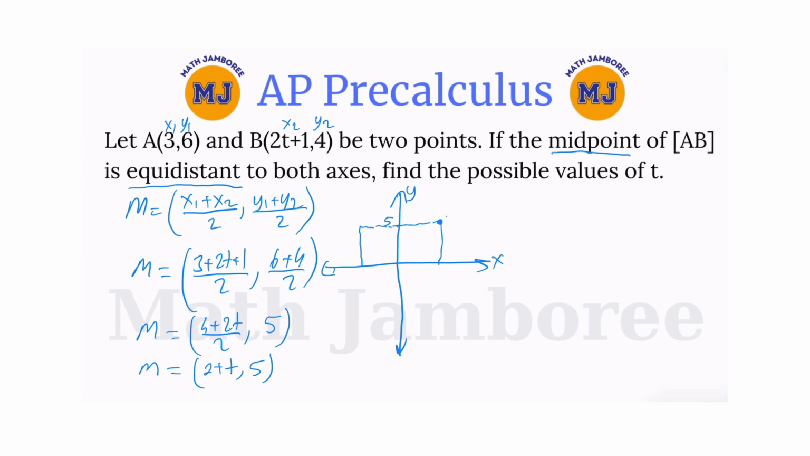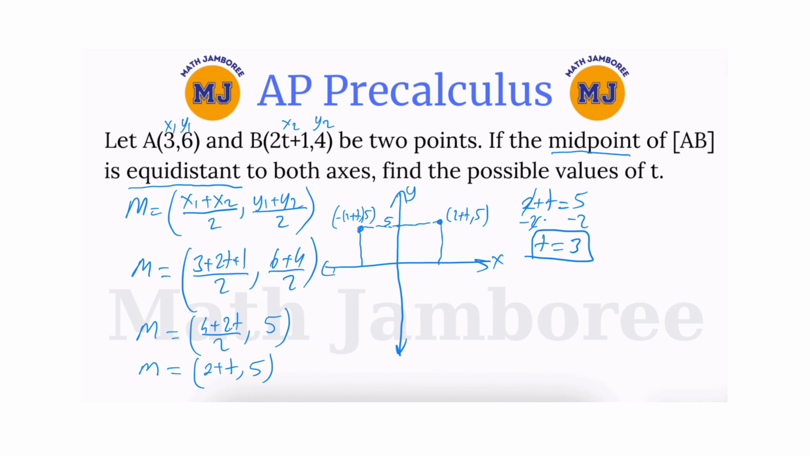Right? So this is (2 + t, 5), and this will be on the other side, negative (2 + t), 5. So that's why we're going to make them equal. Let's solve it for the positive value first. 2 + t is equal to 5. Then we'll take away 2 from both sides. The value of t will be equal to 3.